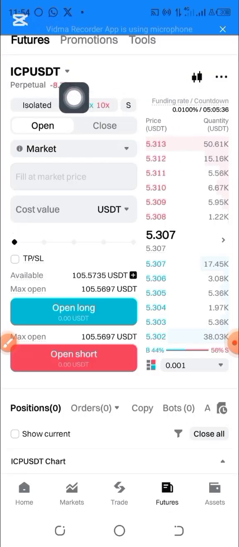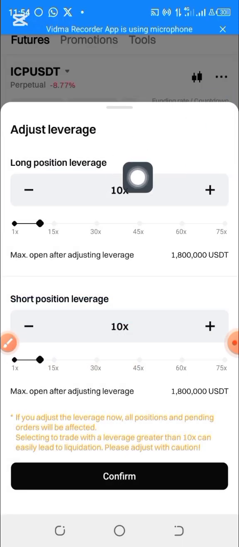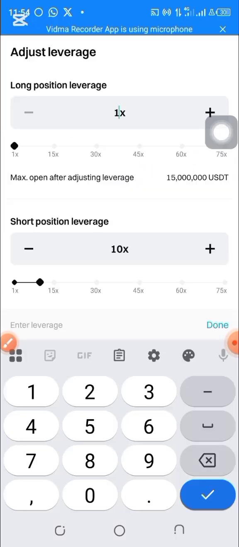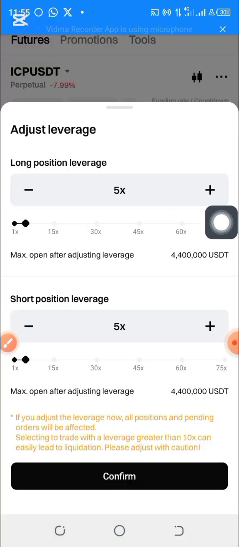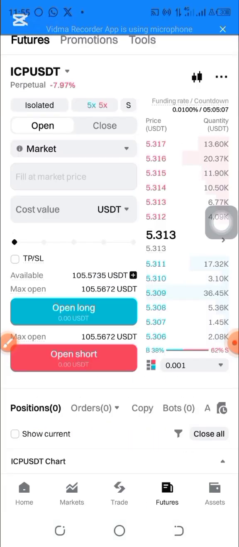Let me set my leverage to 5x. So I put 5 here, 5x for both long and short position. Alright, I click on confirm. So I've set my leverage for ICP to be at 5x for both long and short position.